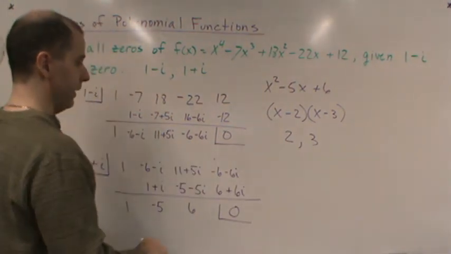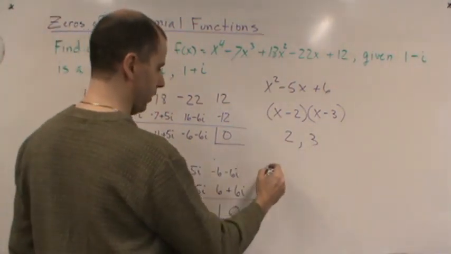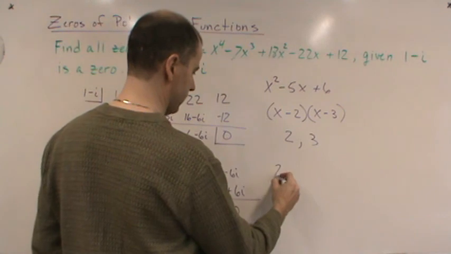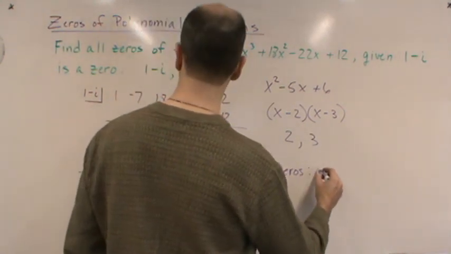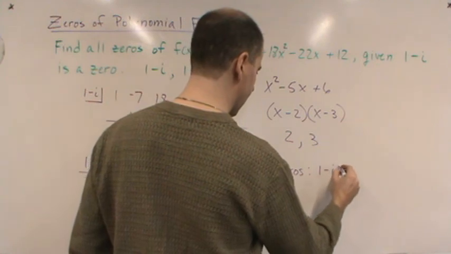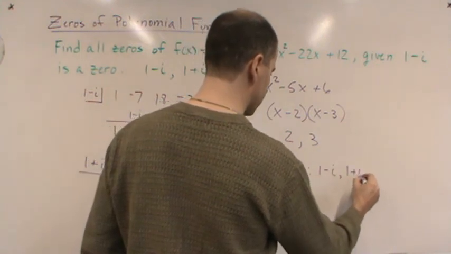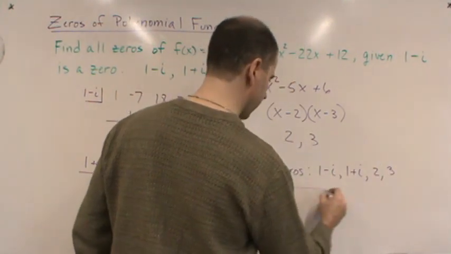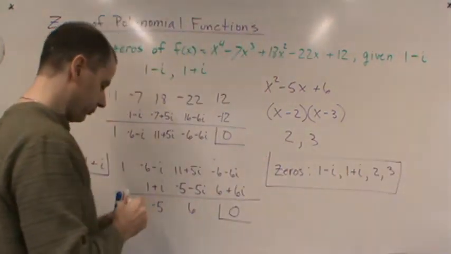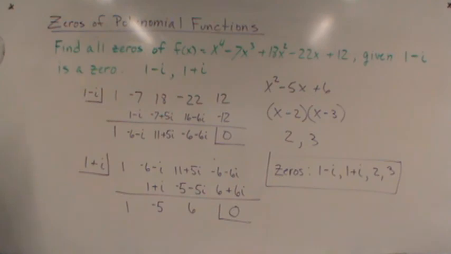So guess what? Now our final answer, the zeros are what? So I'm going to write this out. Zeros are 1 minus i, 1 plus i, 2 and 3. And those are the zeros.